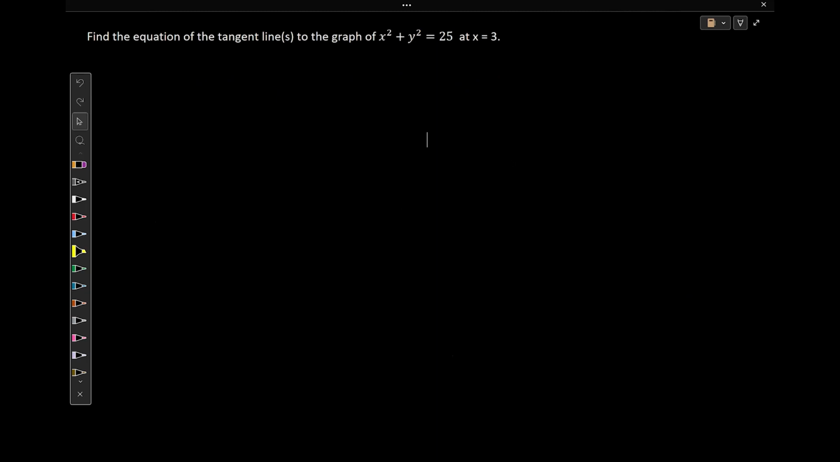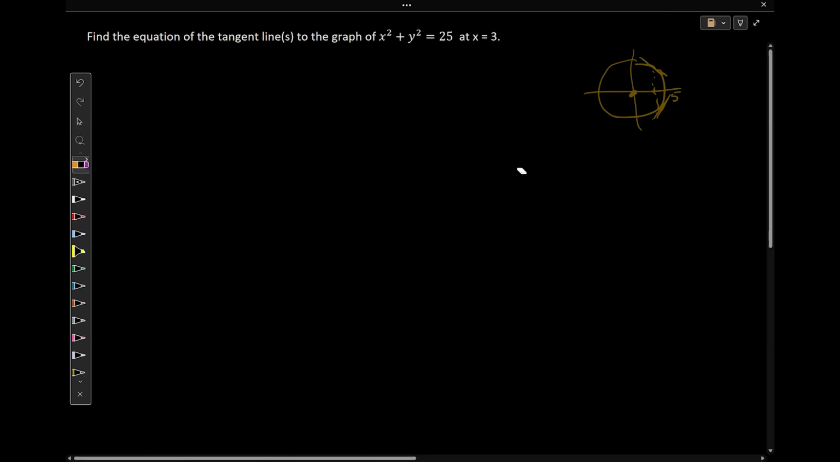And at x equals 3, we would like to get the equation of the tangent line. But if we draw it, this is 5, because it's centered at the origin right here. 3 is here for x. So we're going to have a tangent line like this and a tangent line like that. So we have two tangent lines here at x equals 3. So for this problem, we will get two tangent lines. All right, let's go ahead now and do the evaluation.